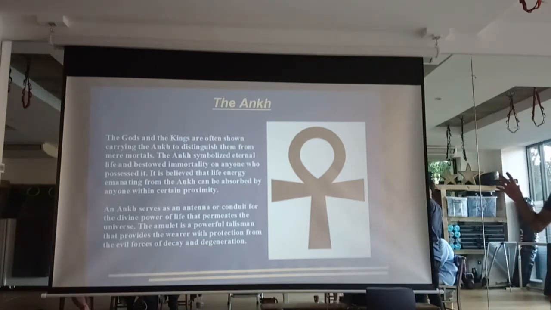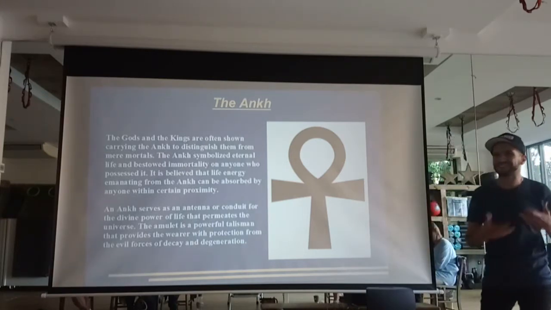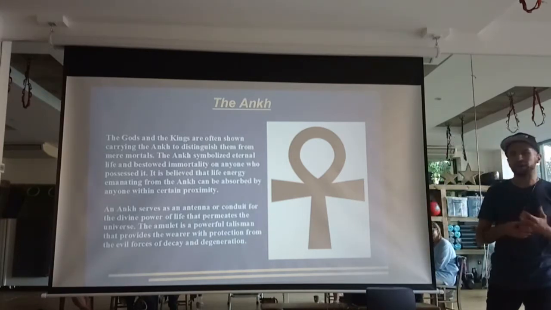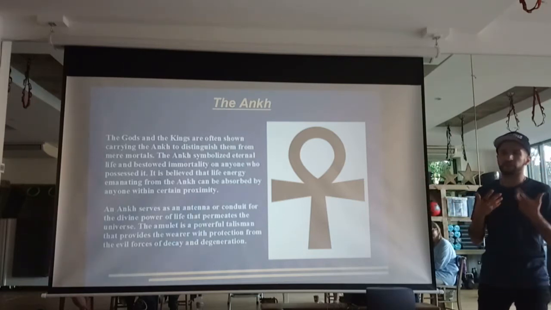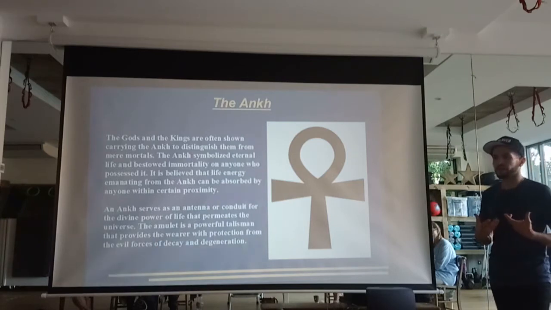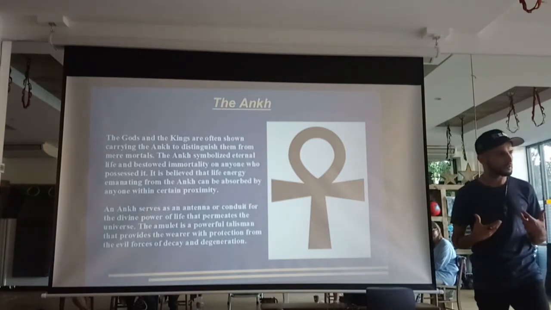Again, you've got to look at this metaphorically, not in a literal sense. We are mortals, we do decay. But they understood that this symbol symbolized eternal life, the life of the soul. They understood that our souls are eternal, not our bodies.